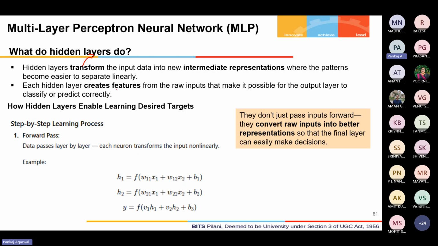Each hidden layer would create new features in a way. These intermediate representations can be understood as the creation of new or intermediate features. So these hidden layers enable the desired learning, because by going from one transformation to another, I may find some kind of answers. What I've written is that they don't just pass input forward, they convert the raw inputs into better representations. This can be a typical way of describing the hidden layer.